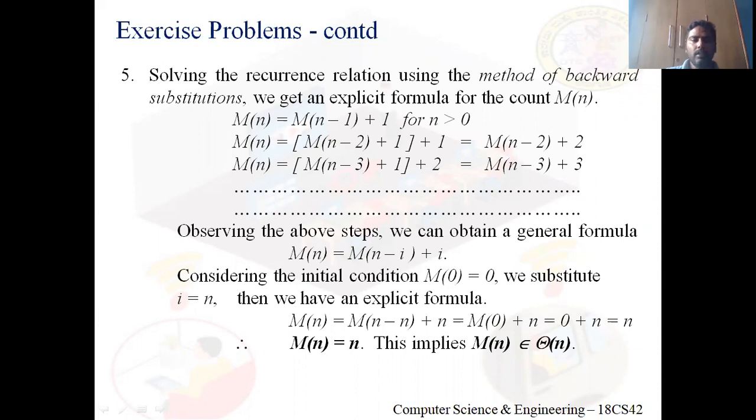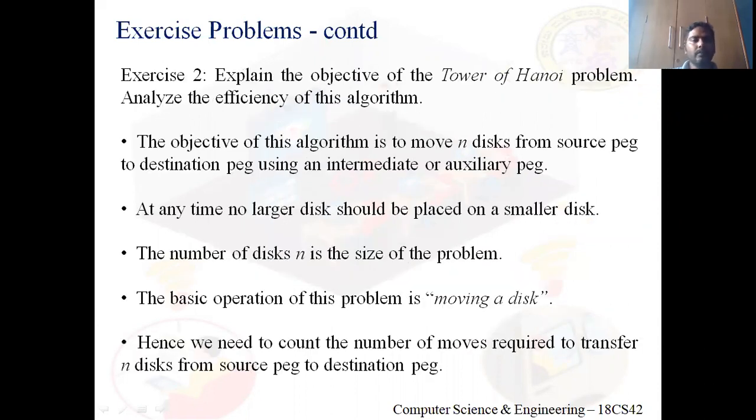So now let me have a look at the second problem. Here it's the tower of Hanoi problem. I will explain the objective. Here the question is: explain the objective of the tower of Hanoi problem and analyze the efficiency of this algorithm. Now, what actually is the tower of Hanoi?